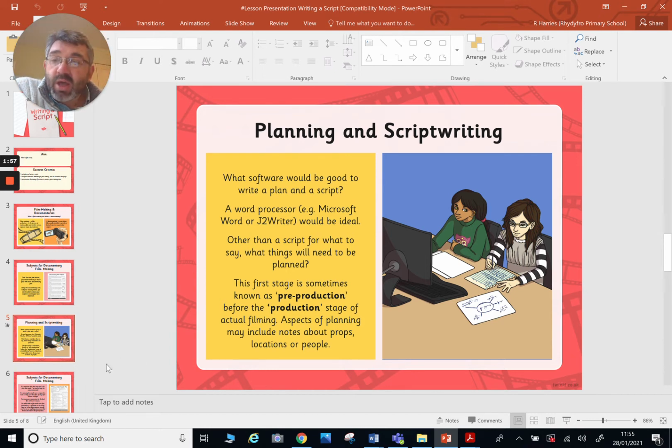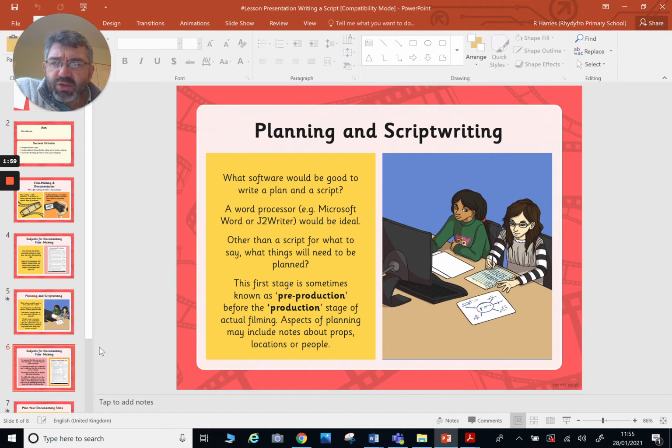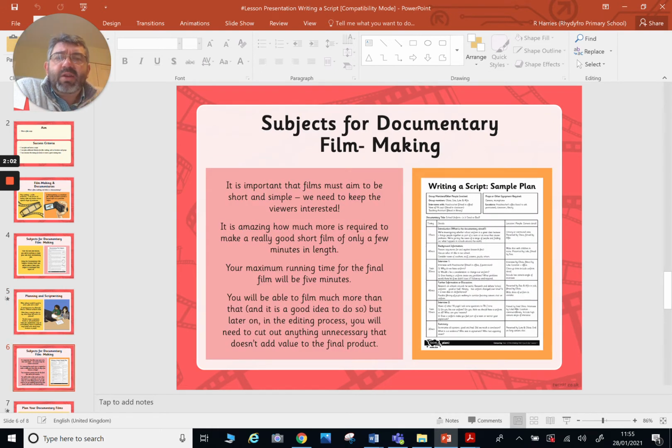Okay. Now, if we just look at the next one. So it's very important if you're going to make a documentary and film it possibly, is that we actually have an idea what you're going to make it about. So this is where your plan, your script comes in, okay? So it's important that films must aim to be short and simple. We need to keep the viewers interested. It is amazing, it says here, how much more is required to make a really good short film of only a few minutes in length.